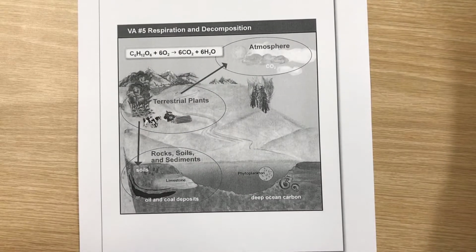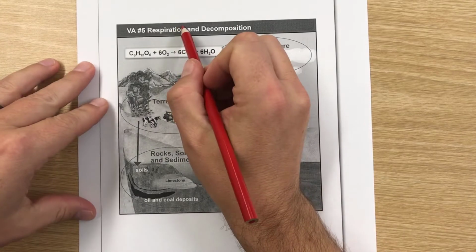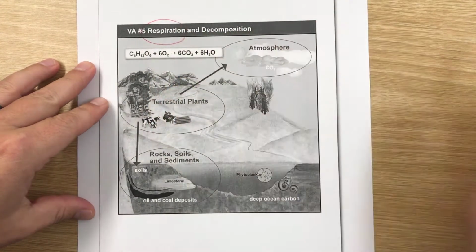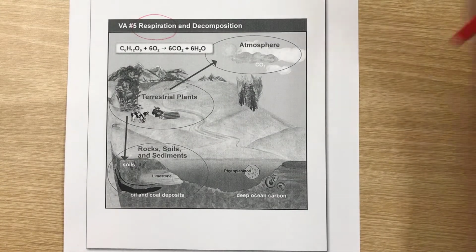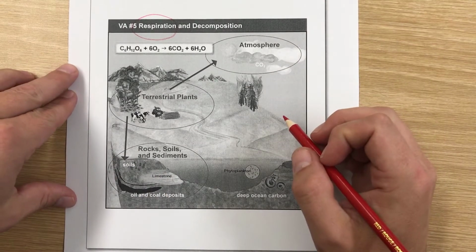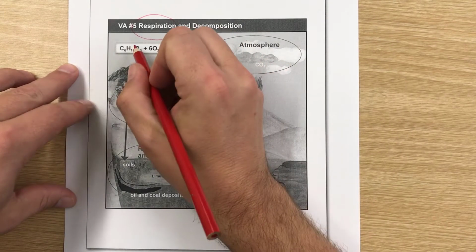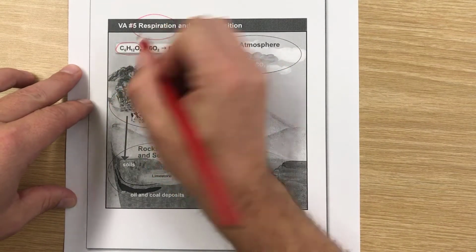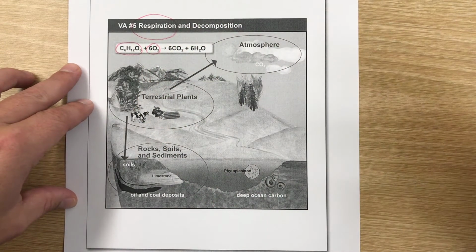Okay, so the next part of this process, this movement of carbon, comes in the form of respiration. So we'll talk about respiration first. Respiration is when we utilize the foods that we've eaten, we use oxygen to burn up those foods to get energy. So here's our sugar right there. Here's our oxygen. We get energy out of this.